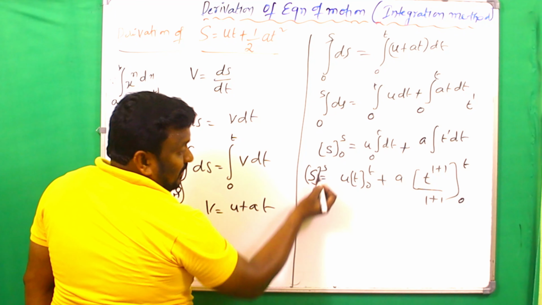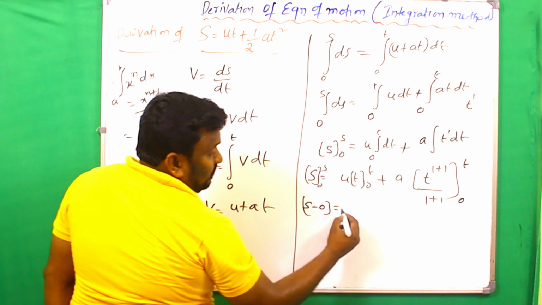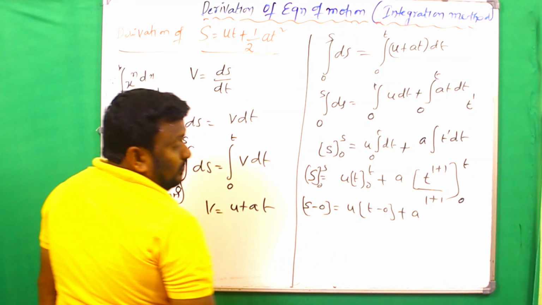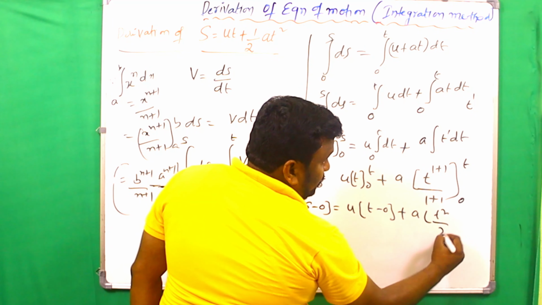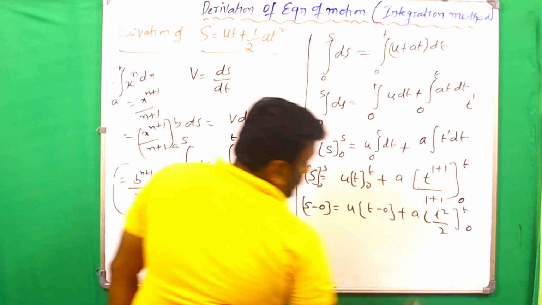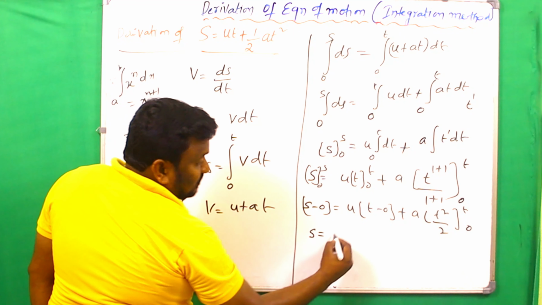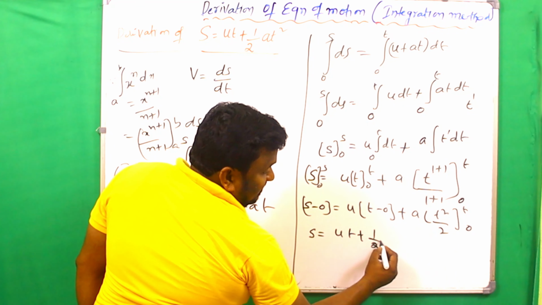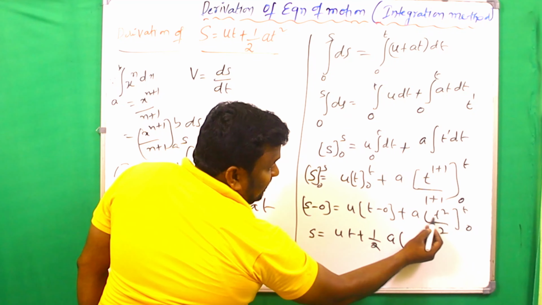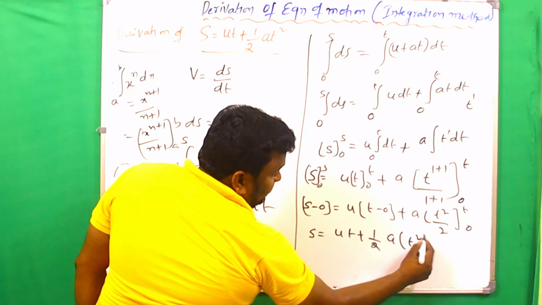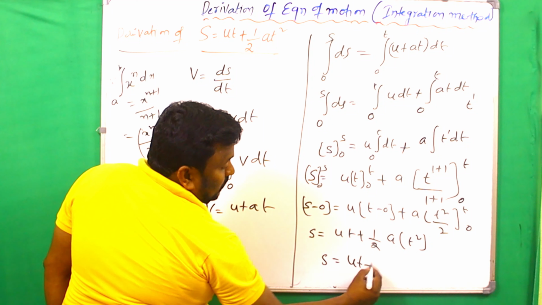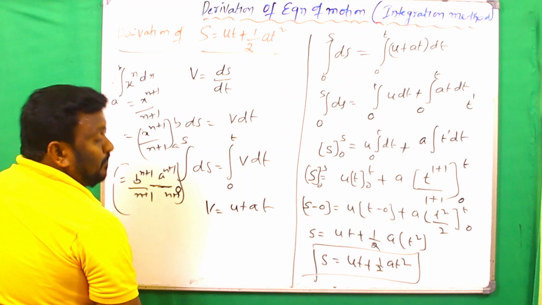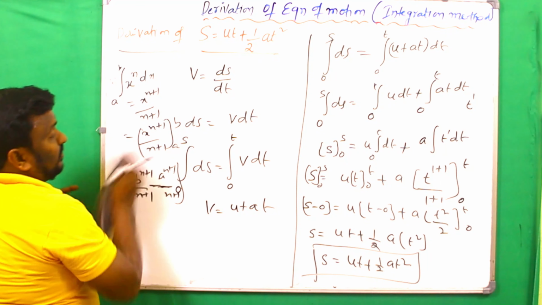Substitute here, first we have to substitute the upper limit. s minus 0 is equal to ut minus 0 plus a t square by 2, limits 0 to t. Then s is equal to u into t plus half into a into t square minus 0 square, that means t square. Then s is equal to ut plus half a t square. In this way we can derive s is equal to ut plus half a t square.